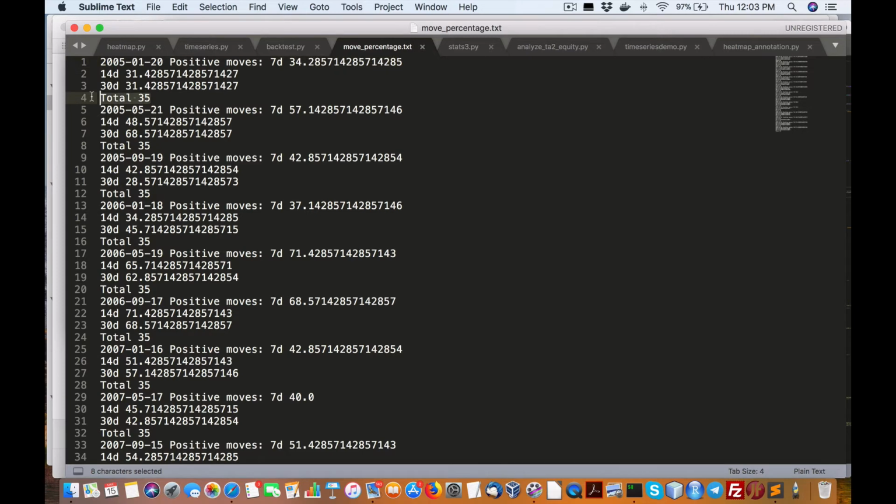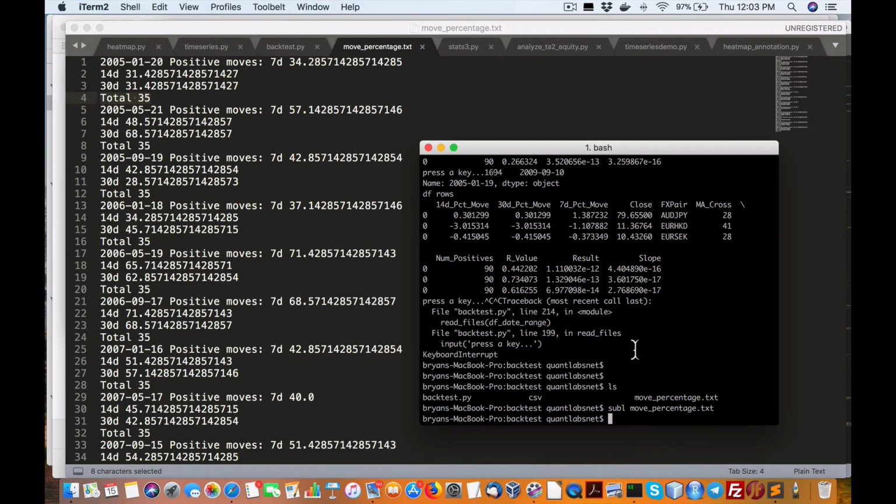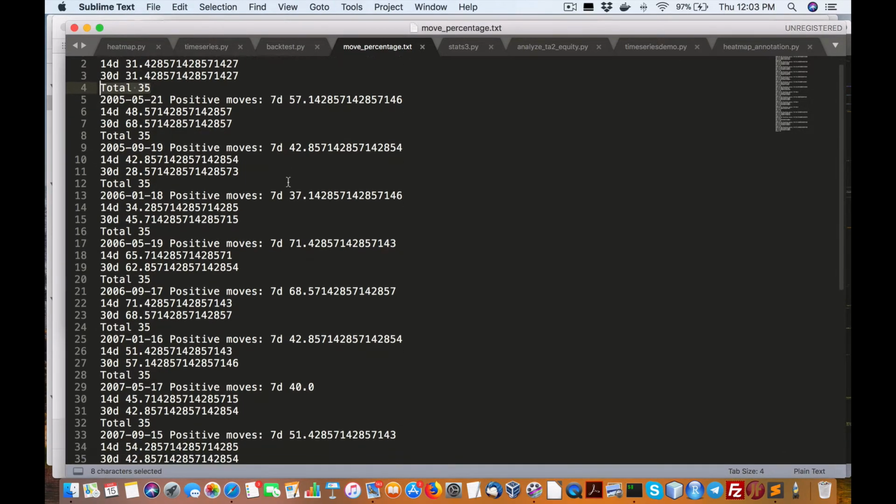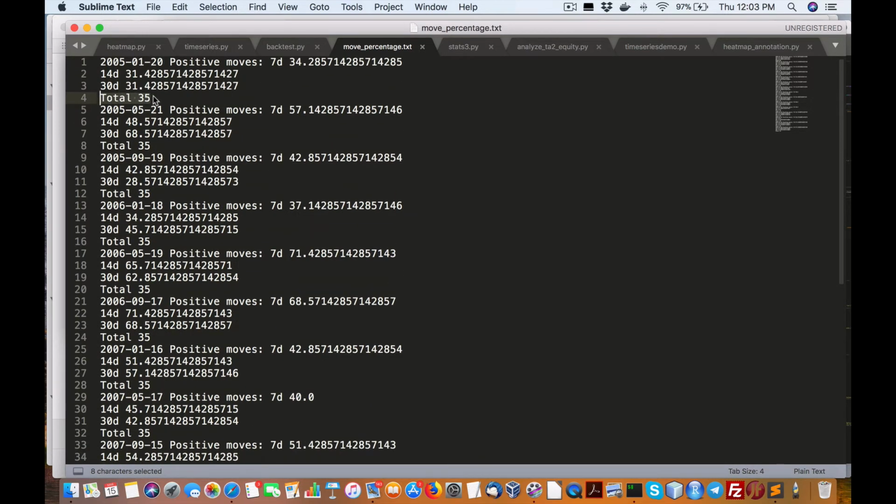Now, that's all fine. What I just showed you is for 3 pairs. As you can see here, we only take the 3 strongest pairs with the strongest trend. But as you know, I've got 35 currency pairs that I'm watching. So we have 35 pairs. Now, these are the percent of moves for this time period of 7-day actual, 14-day actual, and 30-day actual percent moves. So this number here is a percent that are positive.